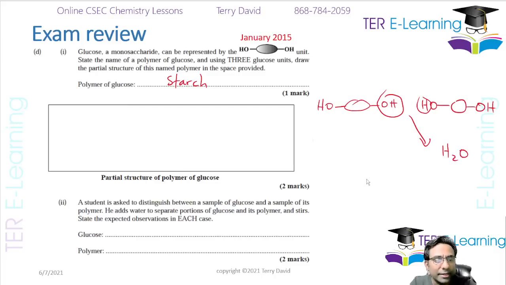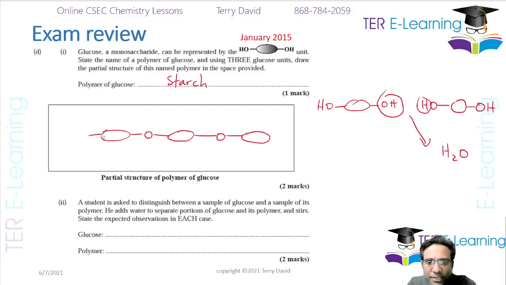So therefore, this is a condensation polymerization taking place here. So the structure or the partial structure of starch is going to look like this, right? That circle that they gave us there. And what's going to happen is that you're going to have an oxygen in between those different particles there, right? They just say a partial structure, right?